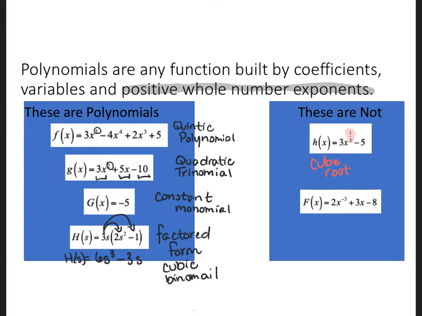And then my next one is not a polynomial because, again, the exponent has to be a positive whole number, and I have an exponent of -3 here. Negative exponents are actually a certain type of rational function. So again, you can't have fraction exponents and you can't have negative exponents. They kind of look like polynomials, but they are different functions.